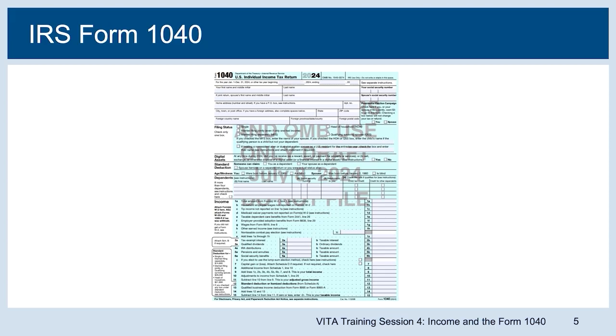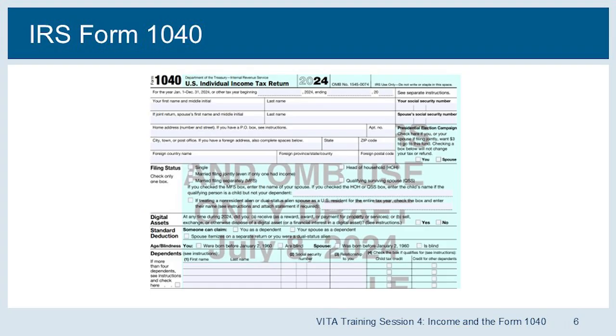The 2024 Form 1040 is still 2 pages, but with minor changes for the tax year. We will be using the 2024 draft version as the final version of the 1040 was not available at the time of this recording. Please keep in mind, minor edits may have occurred since then.